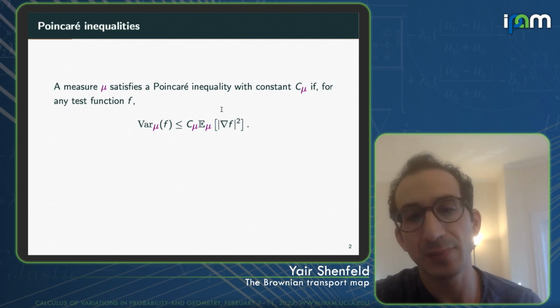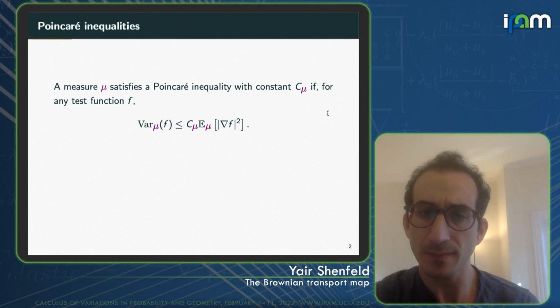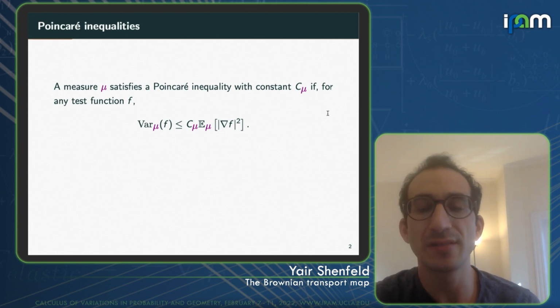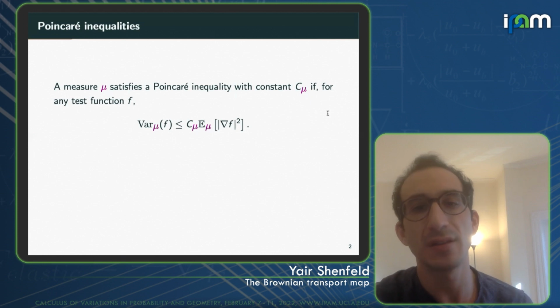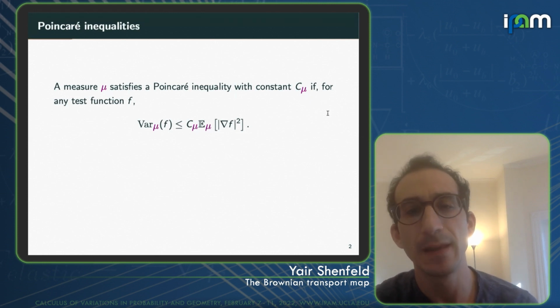Poincare inequalities play an important role in many settings in probability and analysis, for example, for the mixing time, concentration of measure, and things like that. So given a particular measure, it's very much of interest to know whether it satisfies a Poincare inequality.